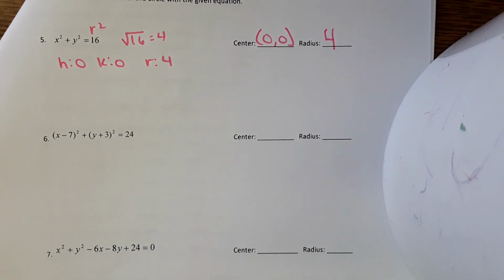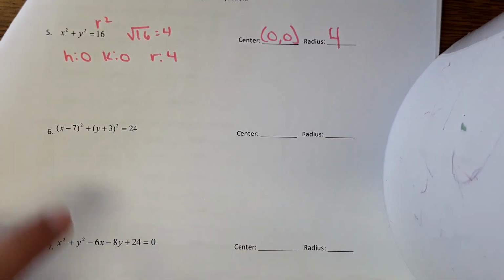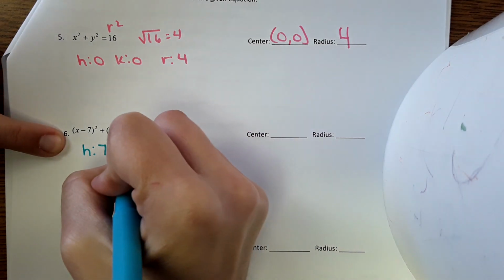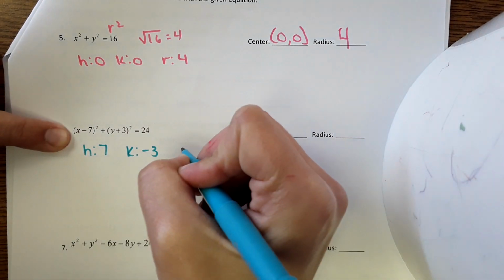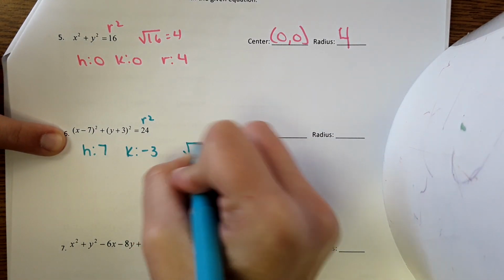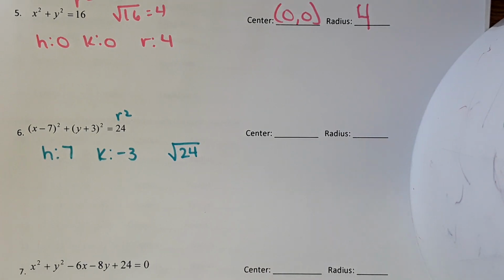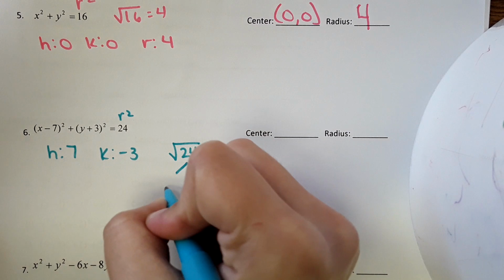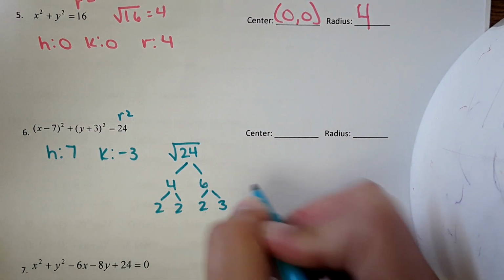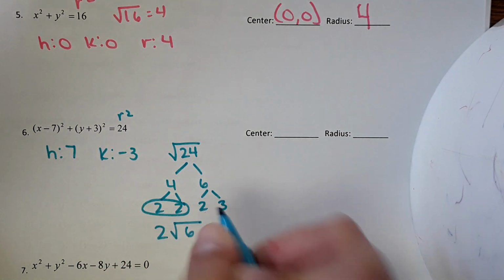Next. Okay, so for this one, we do have the h and k here. So our h would be +7, and our k would be -3. And then for the radius, this is radius squared. So to find the radius, we actually have to take the square root of 24. We're going to bring back some old skills and simplify this. Break it up. Pair, I take a 2 out, and then 6 will just stay inside.